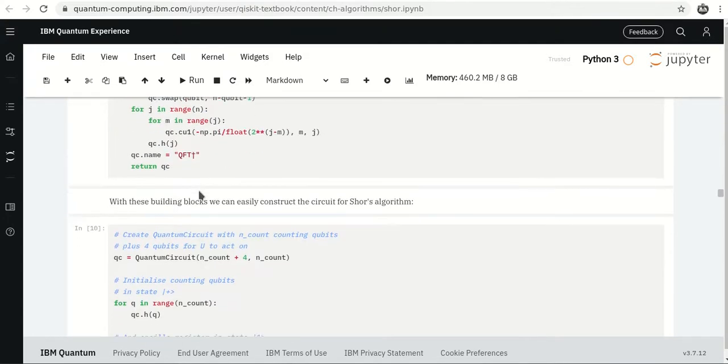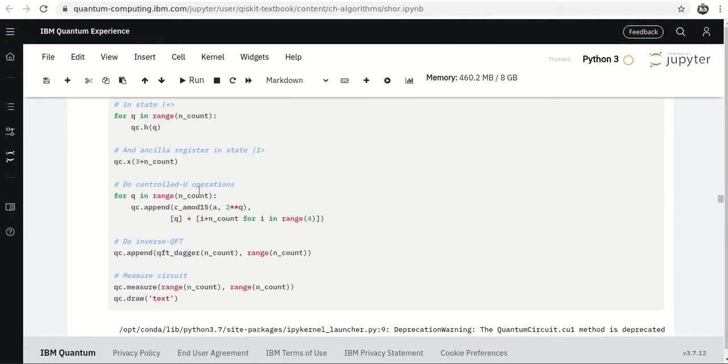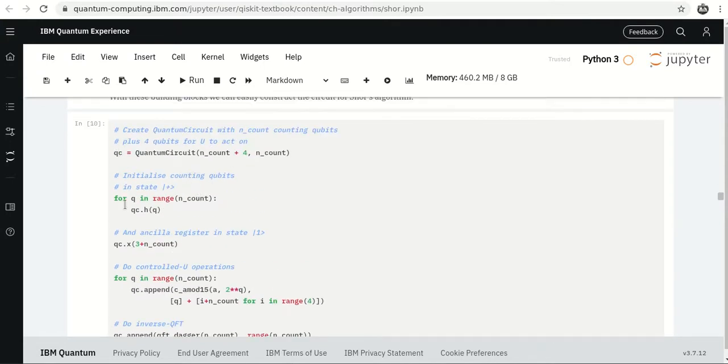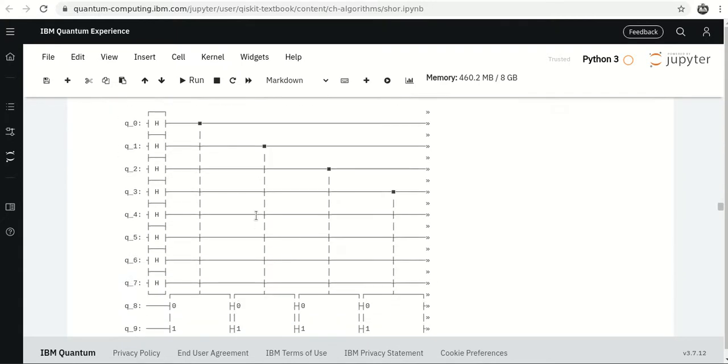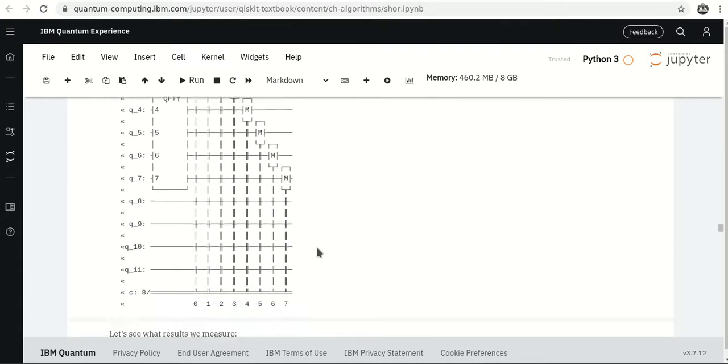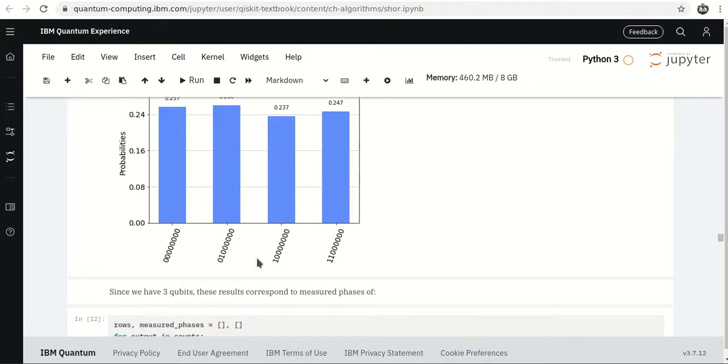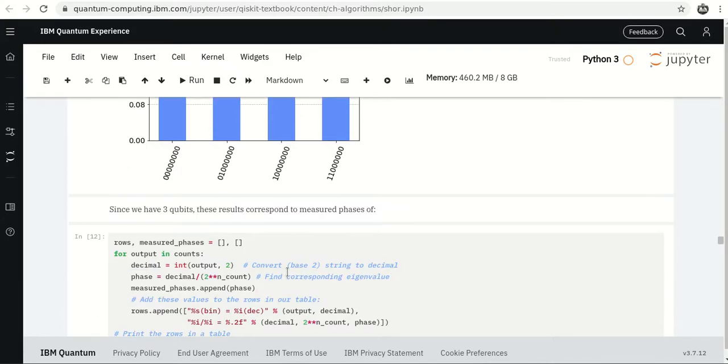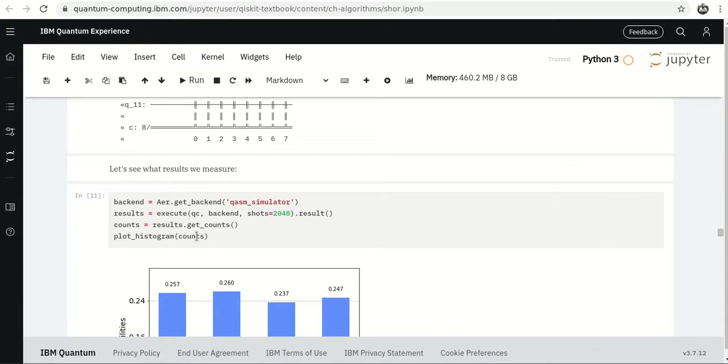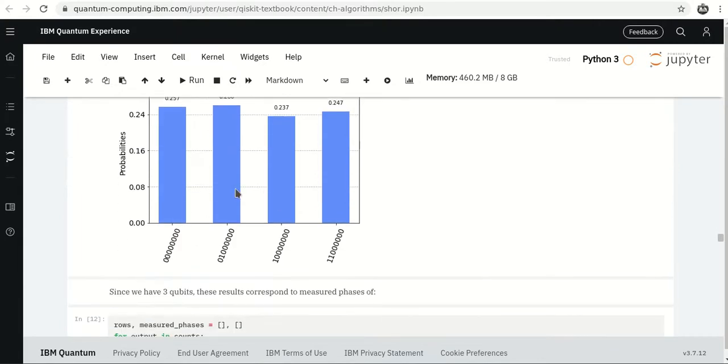Now the whole procedure is about quantum phase estimation. Okay, QC this and then repeat. This is the quantum phase estimation circuit. And what we get is 0 0 0 0, this is 4, this is 3, this is 2 and this is 1. So with equal probabilities we are getting 0, 2, 1 and 3.